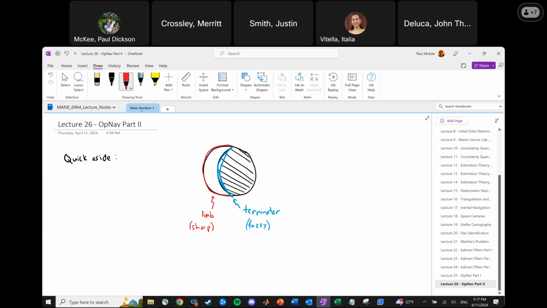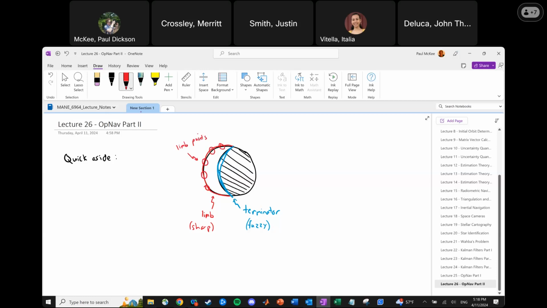Now, if you've been blessed with an image that is just a full moon, then go for it. Just use the whole perimeter of the moon. But if you're working with a crescent image, then we are going to focus on limb points. So you might hear me use the phrase limb points when I mean horizon points. And so these would be limb points.